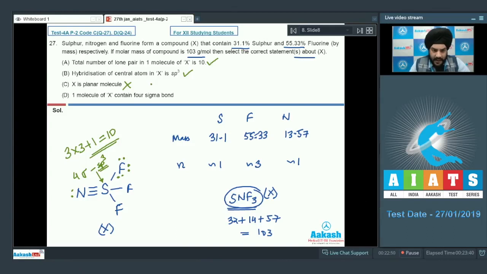If you look at the D option now, one molecule of X contains 4 sigma bonds. This statement is also correct, students. We had already used this fact to find out the hybridization of the central atom. So students, for this question, we have to select option A, option B, and option D as the correct answer. Let us look at the next question now.